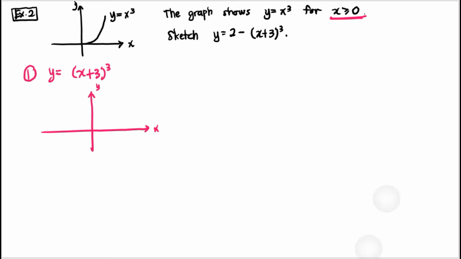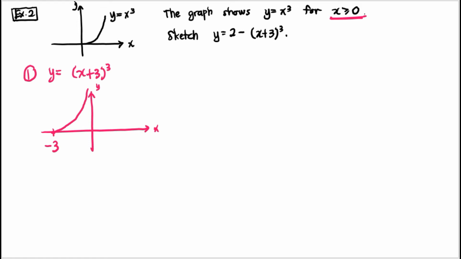All right. So of course, when x is 0, y is equal to 3 to the power of 3, which is 27, right? It goes to 27. Never mind, it will be drawn something like this. Now it's actually shifted to the left by 3 units. So this one should be -3, right?